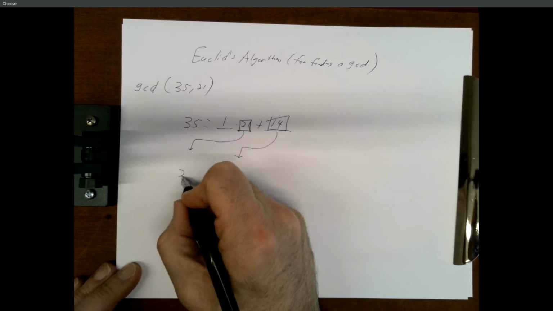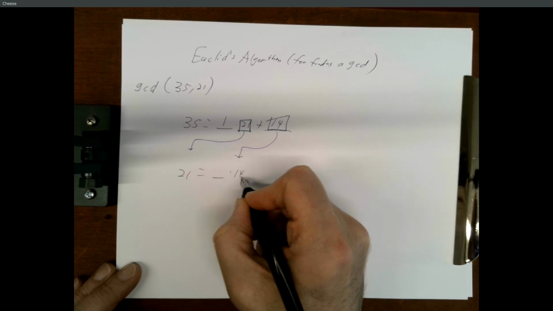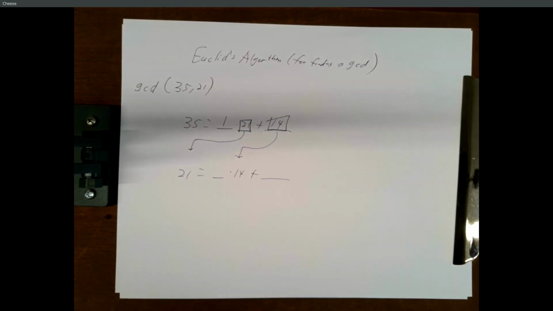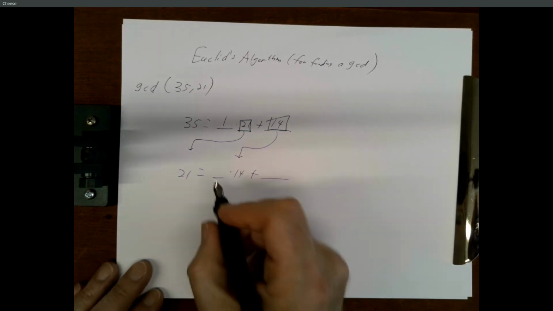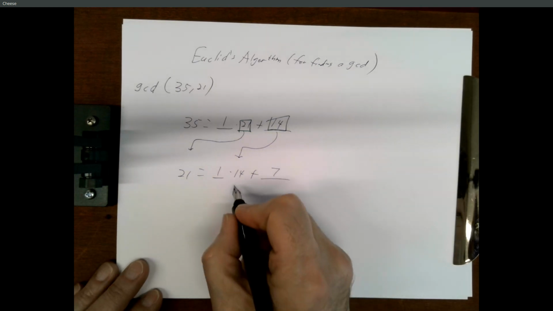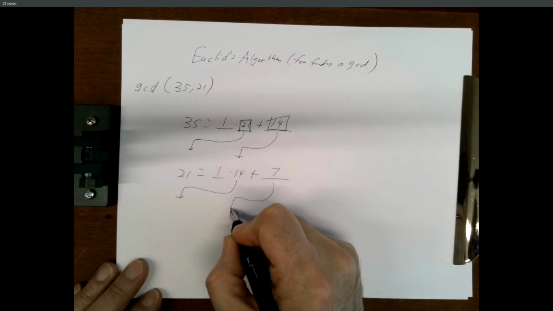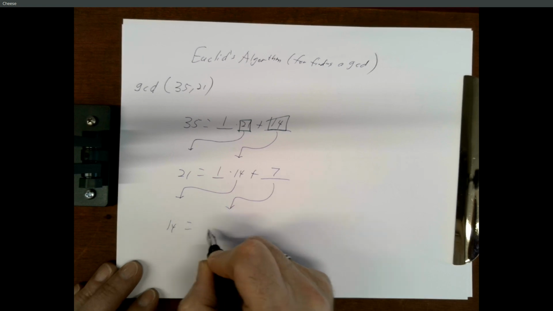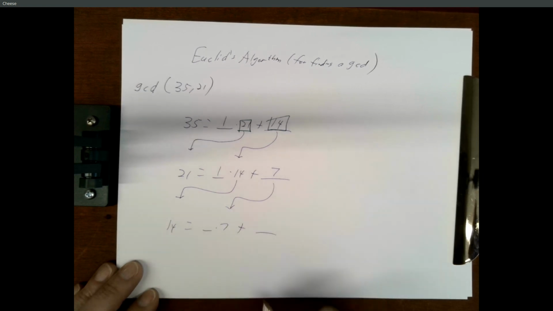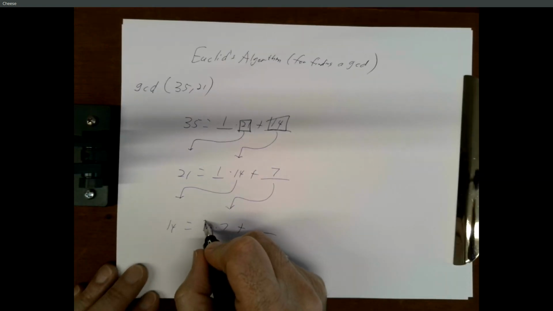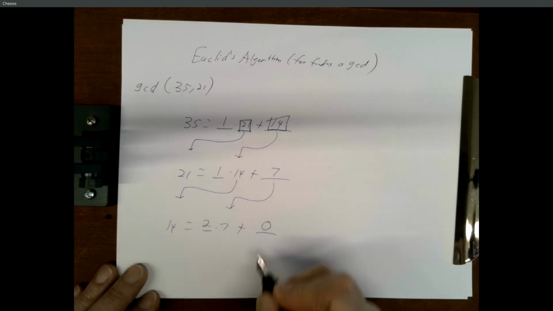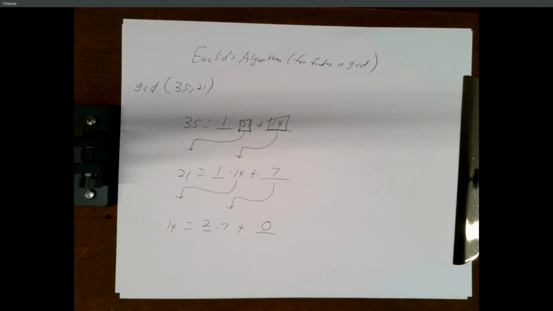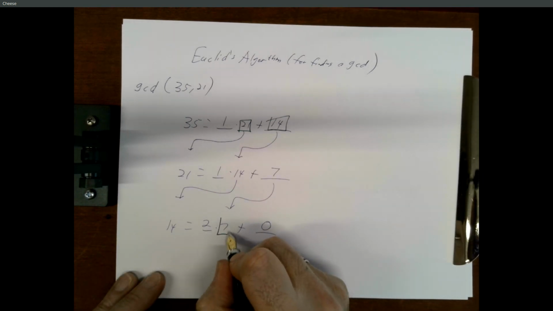And we say, let's write 21 as something times 14 plus something. Okay, in this case it's 1 times 14 plus 7. Bring these over again. 14 equals something times 7 plus something. Okay, in this case it's 2 times 7 plus 0. Once you get that 0, this is your GCD.